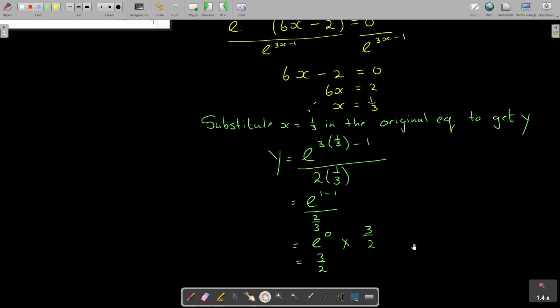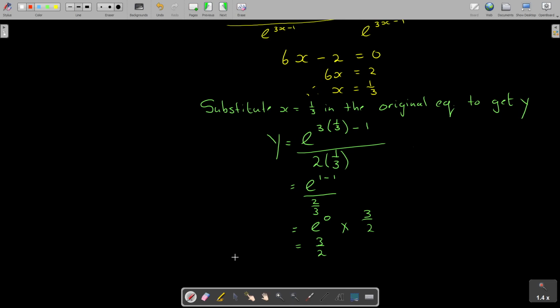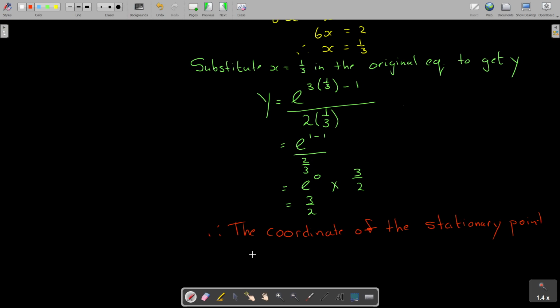So I can end by saying, therefore, the coordinate, remember coordinate, not x value only, of the stationary point is, okay, and now it's easy. It's just 1/3 and 3/2, or 1.5. Doesn't matter. Okay, we do it.